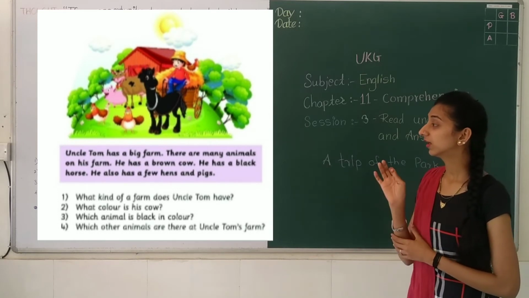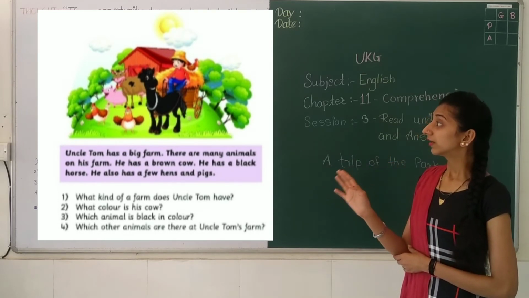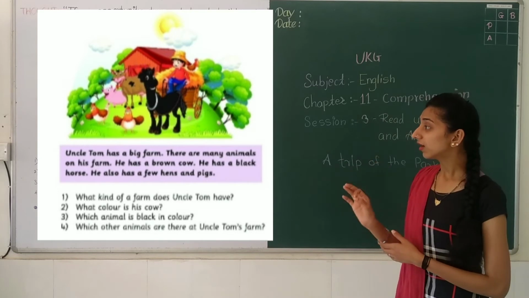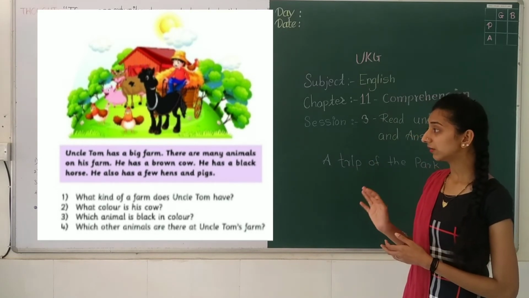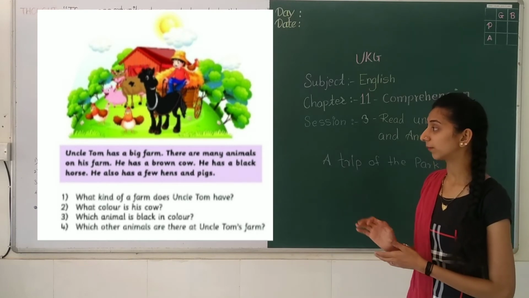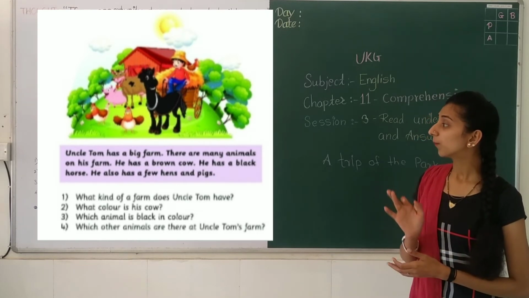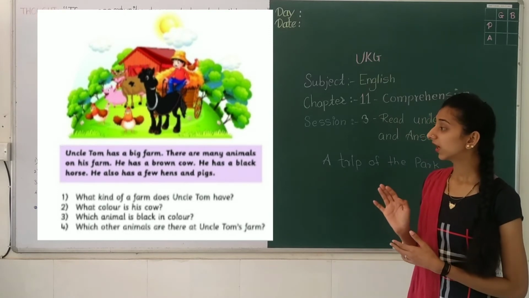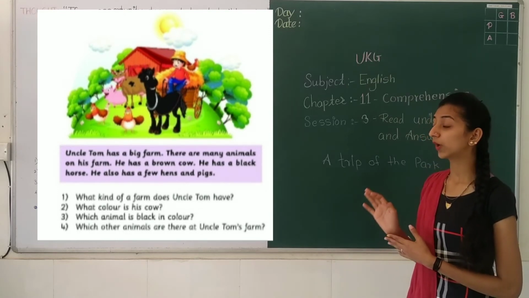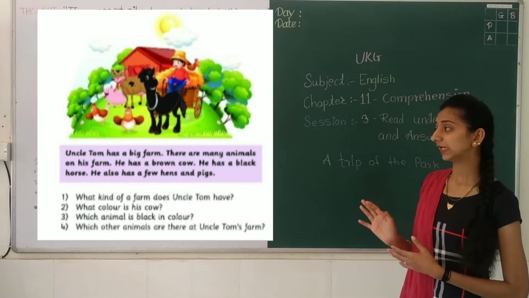Now friend, read this passage. Uncle Tom has a big farm. There are many animals on his farm. He has a brown cow. He has a black horse. He also has a few hens and pigs.